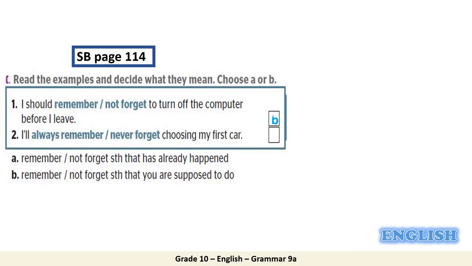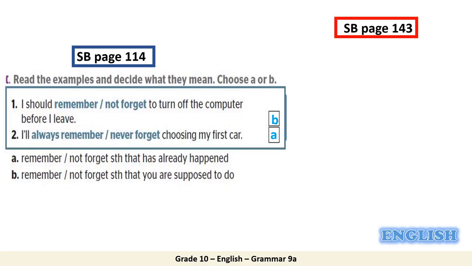So for the first sentence, that's the use B, something that you are supposed to do. And for the second one, we have the option A, something that has already happened. So in number 1, we have used to plus verb. In number 2, we have used the ing form of the verb.